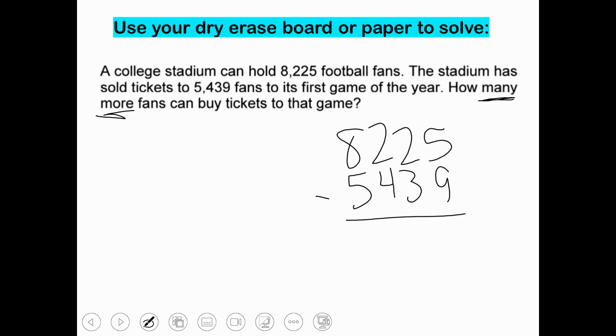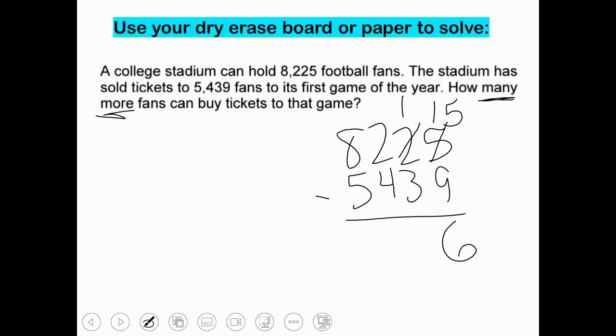So 5, can I take 9 from 5? Nope. 5 is too small. So I'm going to go over to my neighbor. I'm going to borrow from my neighbor. That 2 becomes a 1. That 5 becomes a 15. 15 minus 9 is going to give me what? 6, right? Go to the next place value.